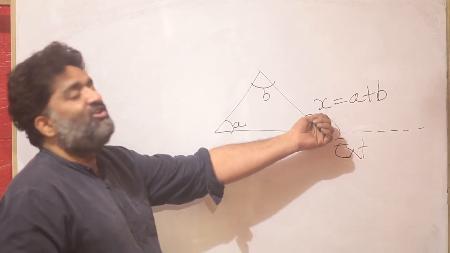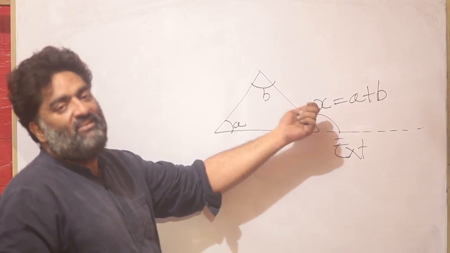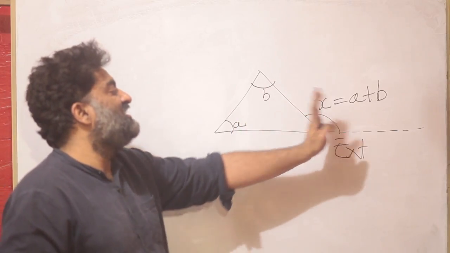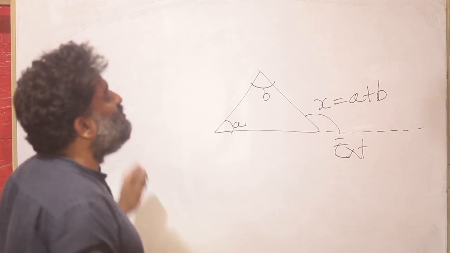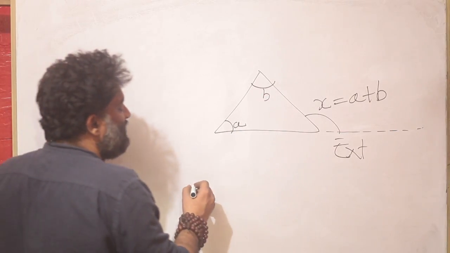So once again, a very common result, a lot of you might already be very familiar with this: the exterior angle is equal to the sum of the opposite angles. But how do I prove this? Once again, it's going to be fairly easy.